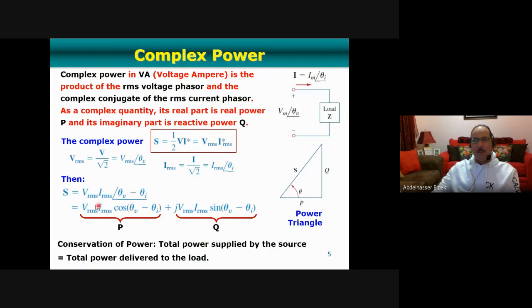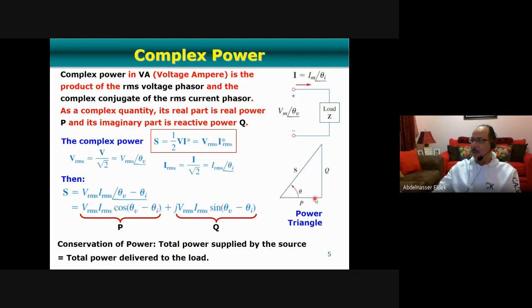V root mean square times I root mean square is the same as 1/2 V maximum times I maximum, because V root mean square is V maximum divided by square root of 2, and I root mean square is I maximum divided by square root of 2. So you can rewrite it as 1/2 V maximum times I maximum. The imaginary part, j, is V maximum times I maximum divided by 2, times sine of the difference. Here you have cosine for the real part and sine for the imaginary part.